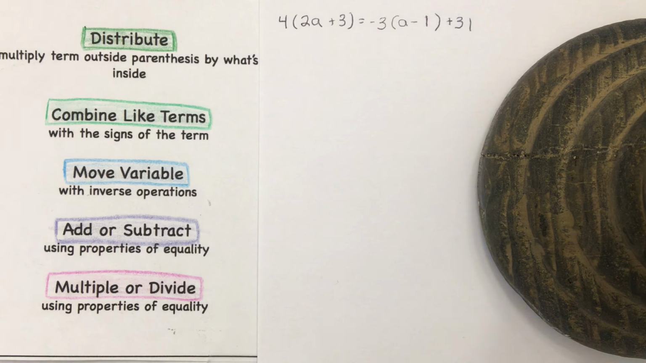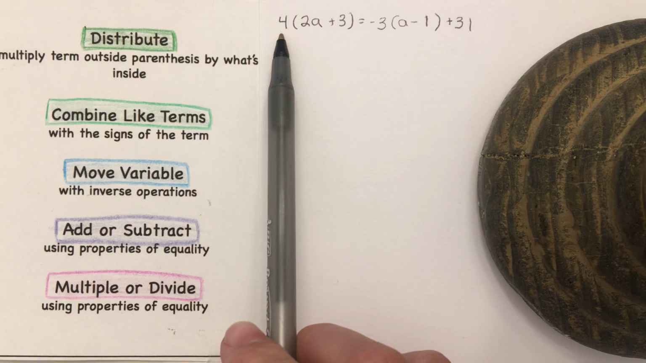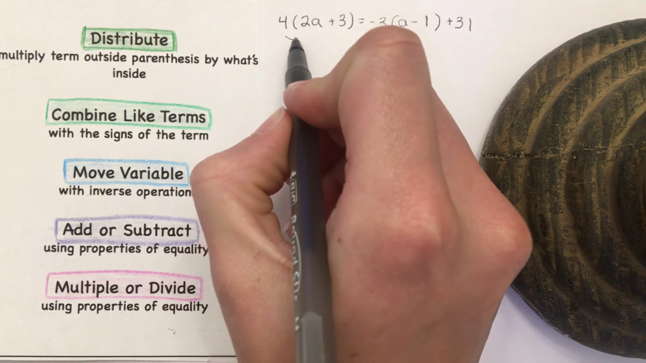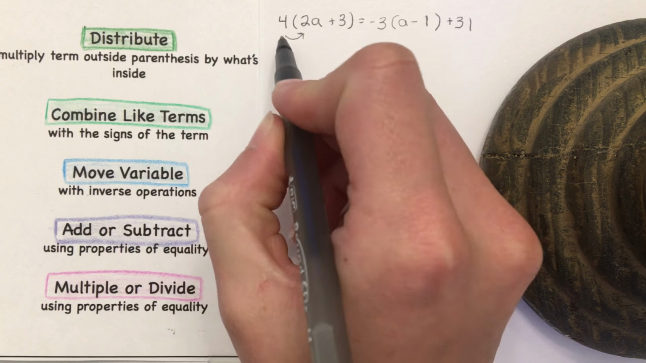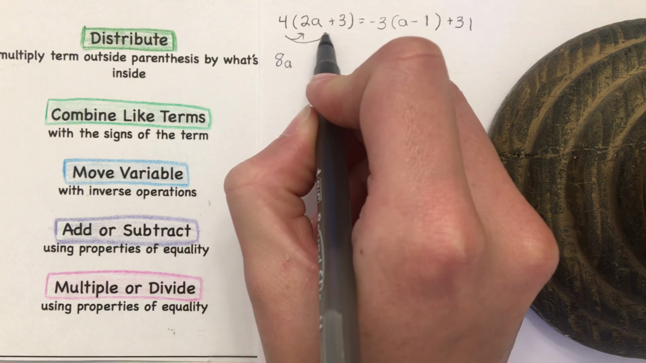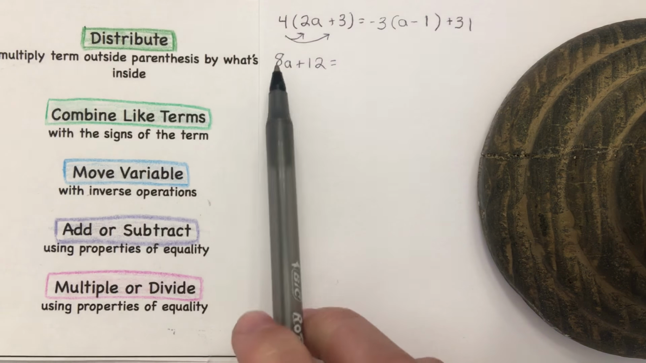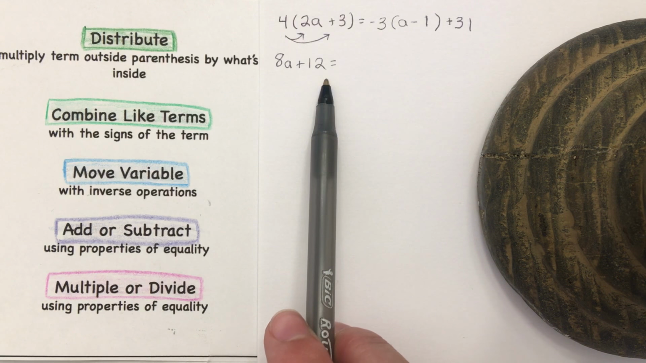So the first thing to do is distribute. This 4 is on the outside, so I need to multiply it by both terms on the inside. I'm going to do 4 times 2a, which is 8a. 4 times 2 is 8, and then 4 times 3 is 12. So on the left side, instead of having 4 times (2a + 3), I now have 8a + 12.